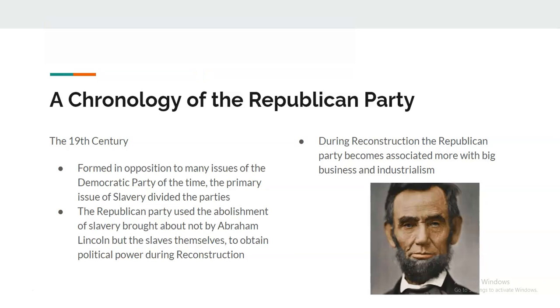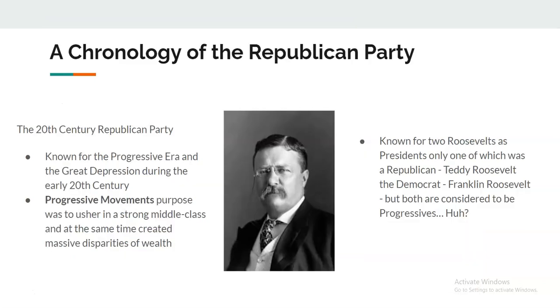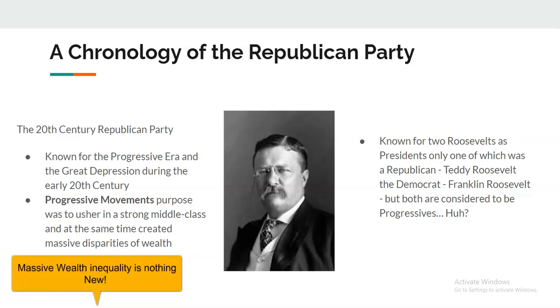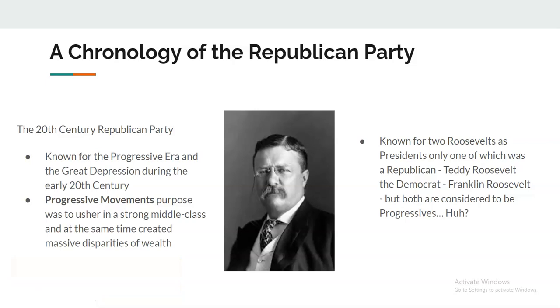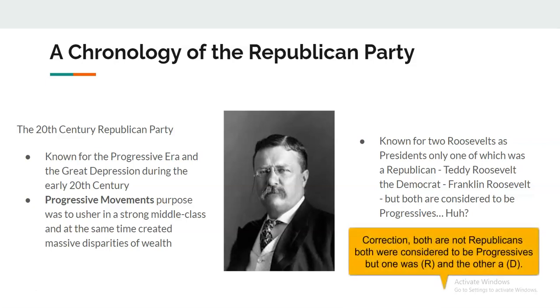During Reconstruction, the Republican Party becomes associated with big business and industrialism. In the 20th century, the Republican Party was known for the Progressive Era, and another major defining moment was the Great Depression during the early 20th century. Spawning various progressive movements, the purpose was to usher in a strong middle class while at the same time creating massive wealth disparities. This period was known for two presidents by the name of Roosevelt: Teddy, pictured here, and a Democrat, Franklin Roosevelt. Both are considered to be Republicans, yet both come from different parties. Well, how does that happen?